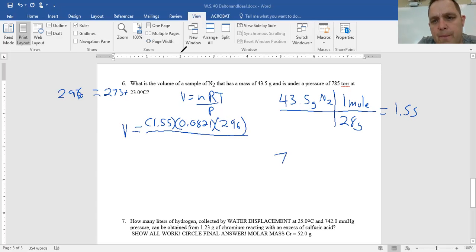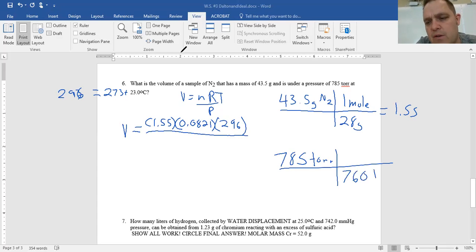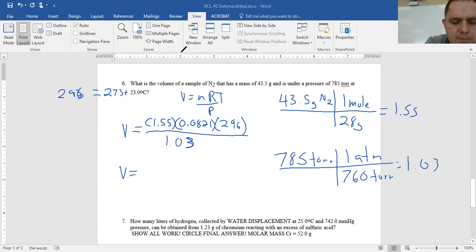But pressure is in torr. So we're going to take that torr, and there's 760 torr to 1 atm. And that gets us 1.03. So put that in the bottom. Once we do all our multiplying and dividing, we should get the volume of this gas to be 36.6. And again, our correct unit here would be liters of our N2 gas.